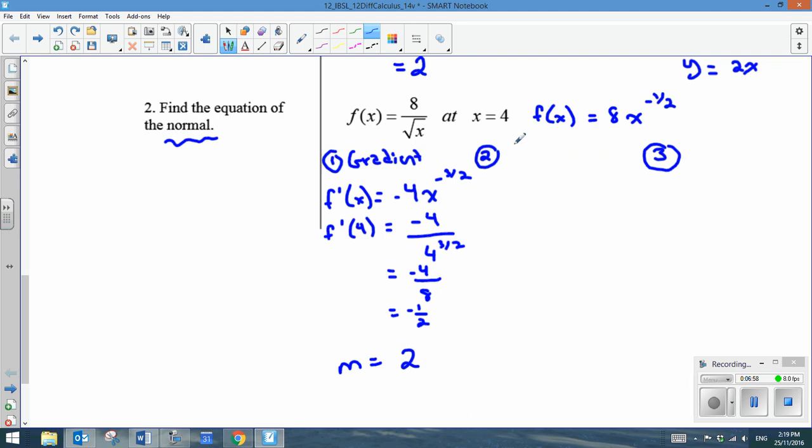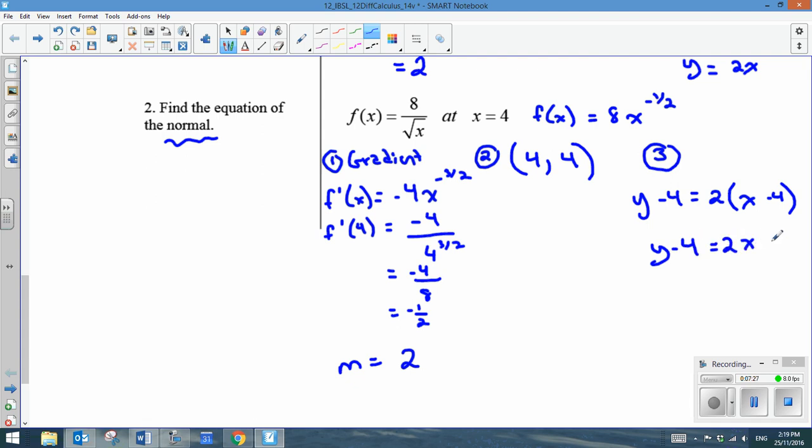I also know that my x value already is 4, so if I substitute 4 into my function, I've got the square root of 4 is 2, so 8 divided by 2 is 4. And now I can write my equation. Again, it's going to be easiest to use the y minus y1, the point-gradient form. So let's use y minus 4 is equal to 2 times x minus 4. And then we wind up with y minus 4 equals 2x minus 8. And y equals 2x minus 4. All right?